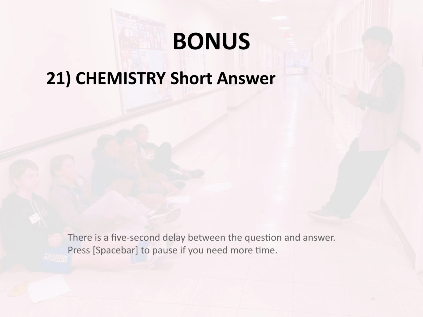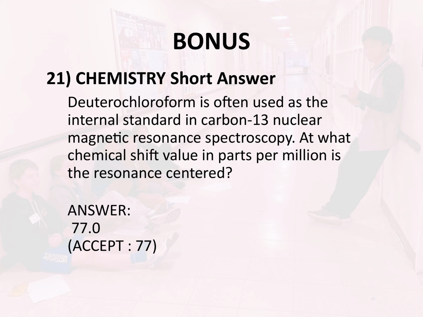Bonus. 21. Chemistry. Short answer. Deuterochloroform is often used as the internal standard in carbon-13 nuclear magnetic resonance spectroscopy. At what chemical shift value in parts per million is the resonance centered? Answer. 77.0.